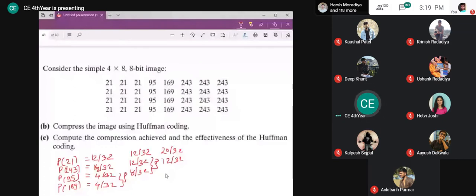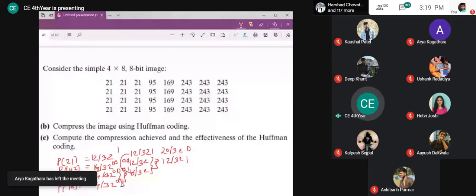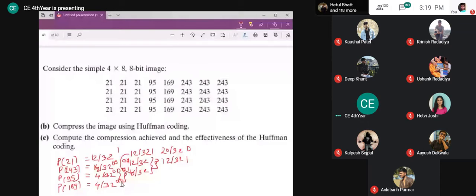Okay, fine. Now, how much compression have you achieved? How will you calculate that? What was the earlier requirement, how many bits were you earlier requiring? You had 32 pixels and you were requiring 8 bits per pixel. So earlier you needed 32, that is 4 cross 8, into 8 bits. Totally this many bits are needed.